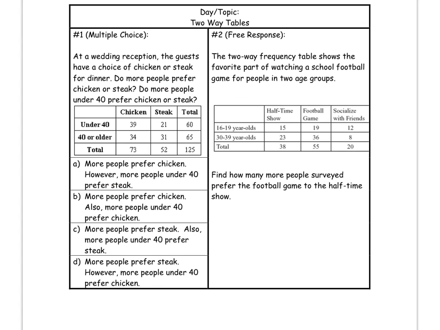Now it's your turn for multiple choice question number 1 and free response number 2. At a wedding reception, the guests have a choice of chicken or steak for dinner. Do more people prefer chicken or steak? Do more people under 40 prefer chicken or steak? So you're answering 2 questions, and the first question is this one right here. Do more people prefer chicken or steak? Or do more people under 40 prefer chicken or steak?